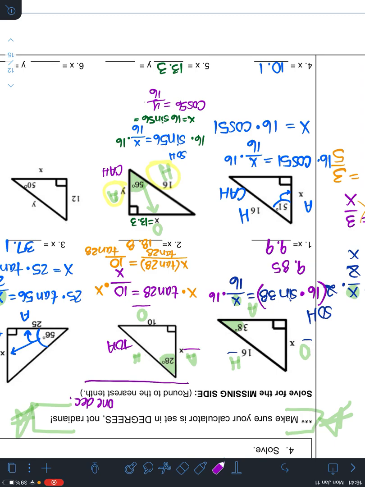So again, we have our variable on top, so we just need to get rid of this divided by 16. So I multiply by 16, so y is equal to 16 cosine 56. If I type that in, 16 cosine 56, I get that y is 8.947, or 8.9 if I round it.